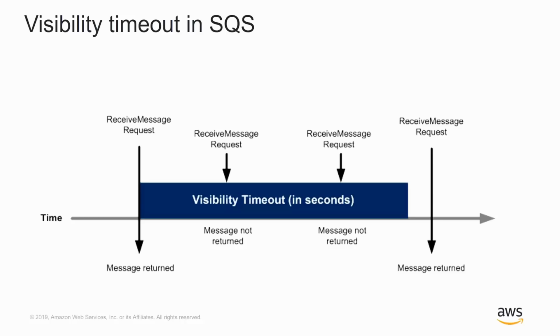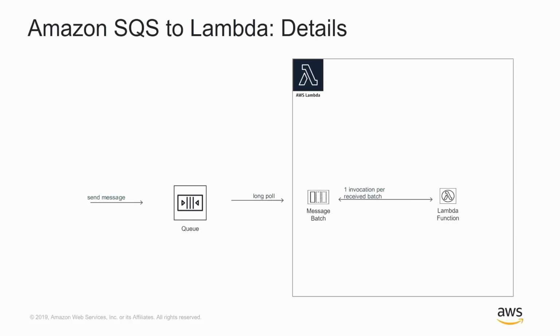Or if you need more time to process the message, you can call change message visibility and extend the visibility timeout because you just need more time. So that's how it works in SQS, and that's how every piece of code that integrates with SQS needs to work to consume messages from SQS. Keep calling receive message, and then after successful processing, call delete. So let's look at how Lambda SQS pollers work.